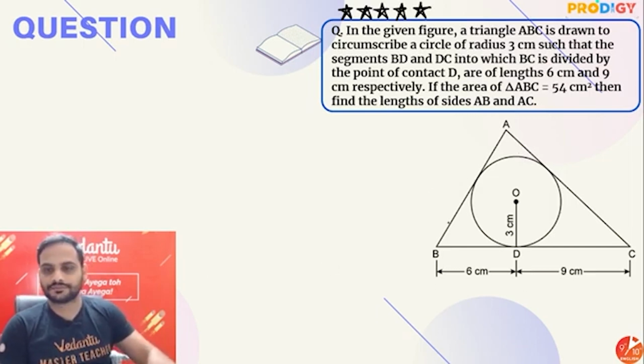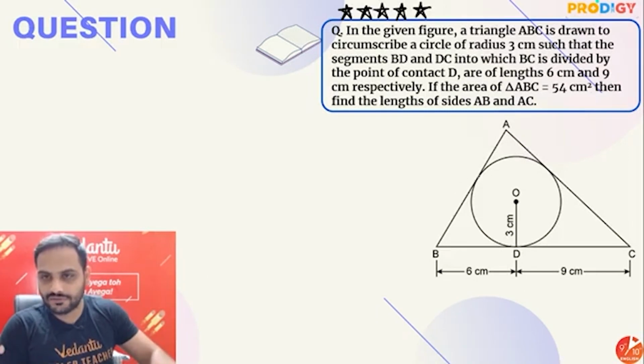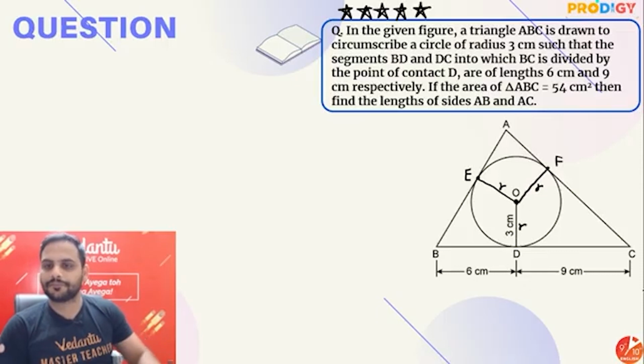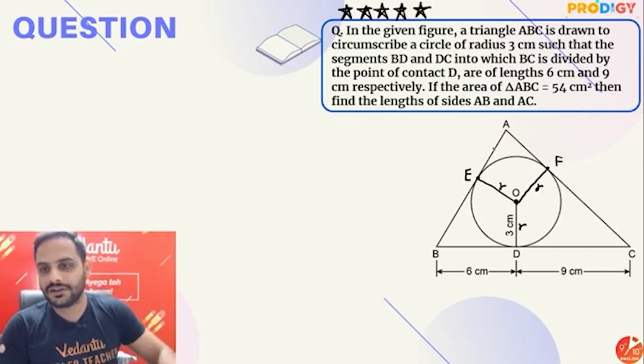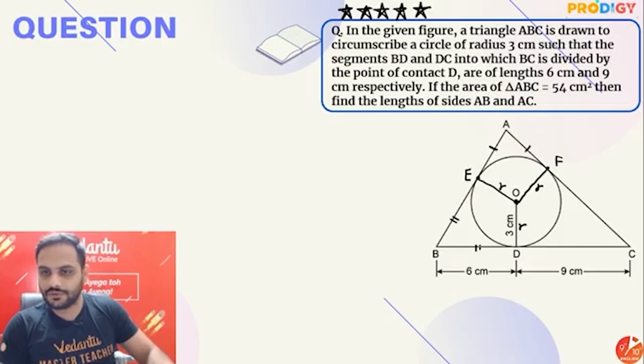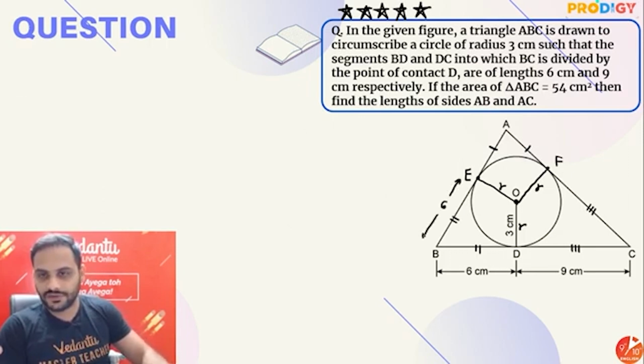Okay, what I do guys, I know, so let's say these points on AB and AC are E and F, point of contacts. So these will also represent the radius which is perpendicular to the tangent. So they are also of 3 centimeters. Alright, then we know length of tangent from an external point is equal. So we can say AE is equal to AF, BE is equal to BD, and CF is equal to CD. Alright, so let's say, if BD is 6, BE is also going to be 6. If CD is 9, CF is also going to be 9. And if AE and AF, let's take it as X and X.